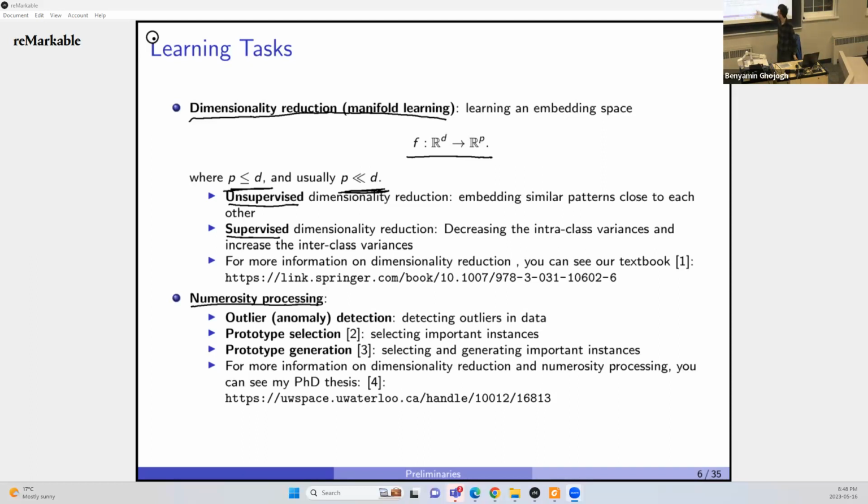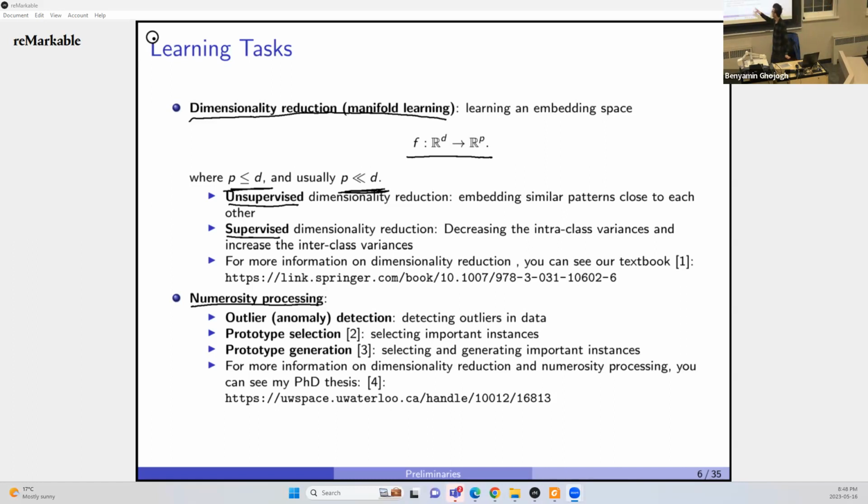Numerosity processing, very fast I go. So there are things like outlier detection or anomaly detection. It says that I have some data distribution and there's something outside of this distribution. Either we want to detect this outlier for the sake of finding, for example, fraud detection, or it is ruining the performance of our machine learning model. Let's find that and remove it.